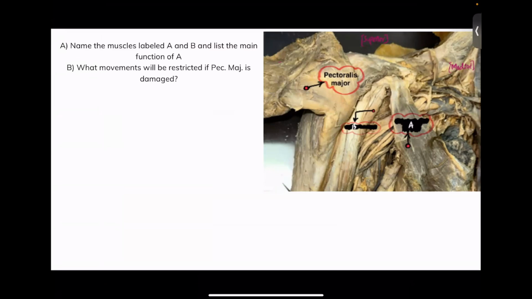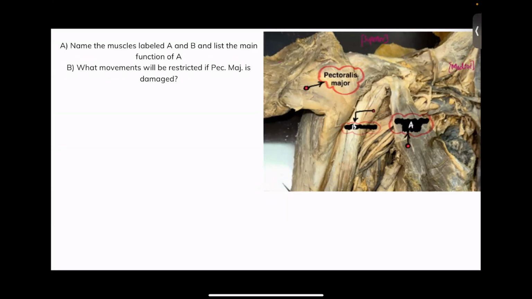Now, see, B is going towards the humerus, towards the biceps. So that's coracobrachialis. And now list the main function of A. A is pec minor, so its function is basically just to stabilize the scapula. What it does is draw the scapula inferiorly and anteriorly. So basically it depresses the scapula. It brings it down. It brings it lower.